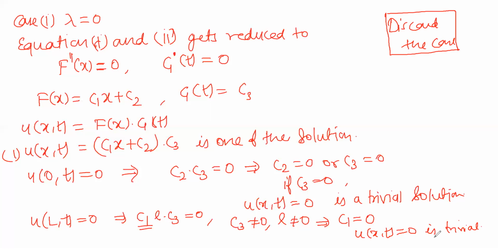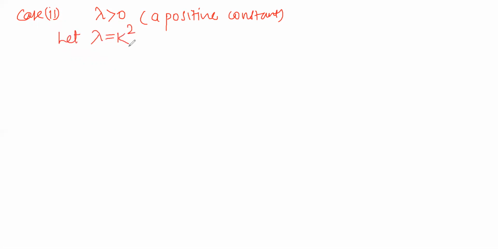Case 2 says what? Case 2, when lambda is some positive constant. Let's say lambda is greater than 0, a positive constant. And now I have to deal with lambda. So for simplicity, I'll take lambda equal to k square, just for the solution, nothing else. Lambda equal to k square is again a positive constant, and I also have to assume that lambda is non-zero. So if lambda is non-zero, then k will not be 0.